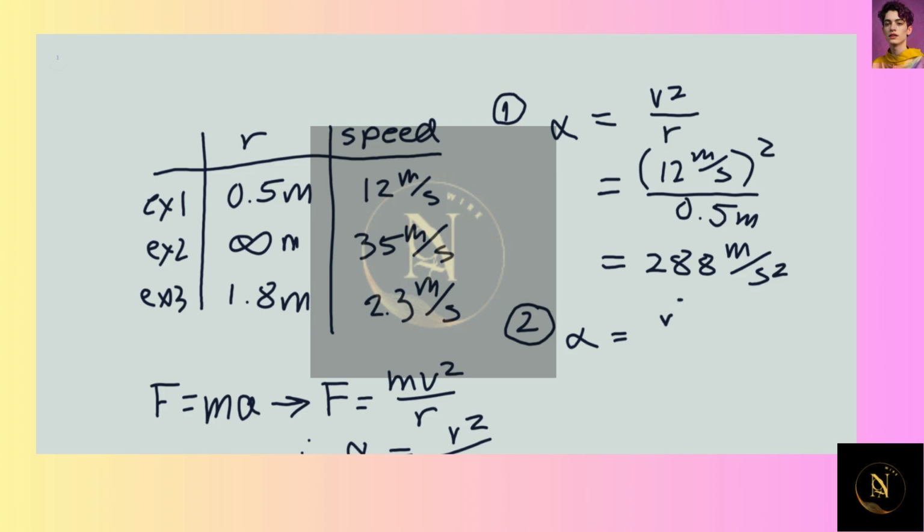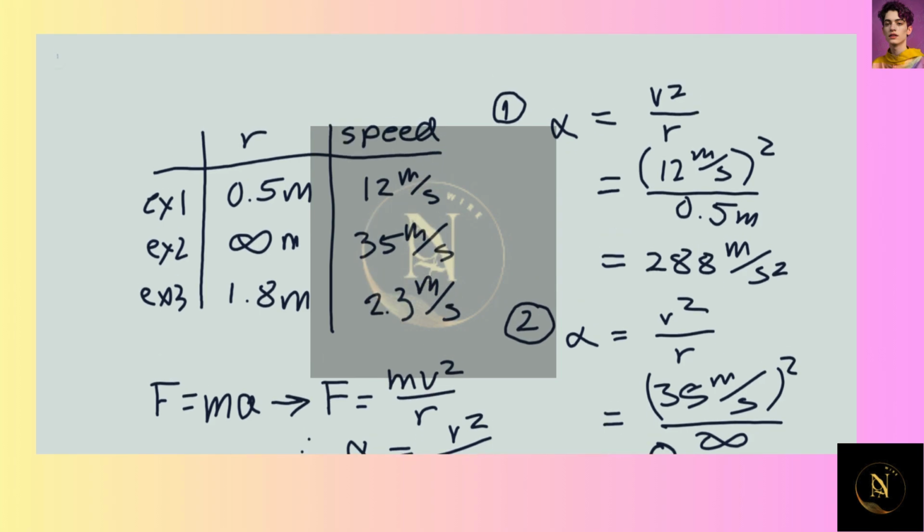So here we have an infinite radius. So we're going to get 35 meters per second squared over infinity. And that is actually going to be equal to an angular acceleration of 0. And so that's because when you divide by a larger and larger number, your answer is going to get smaller and smaller. So when you divide by an infinitely large quantity, your answer is just going to be 0. So in this case, we have no angular acceleration at all.